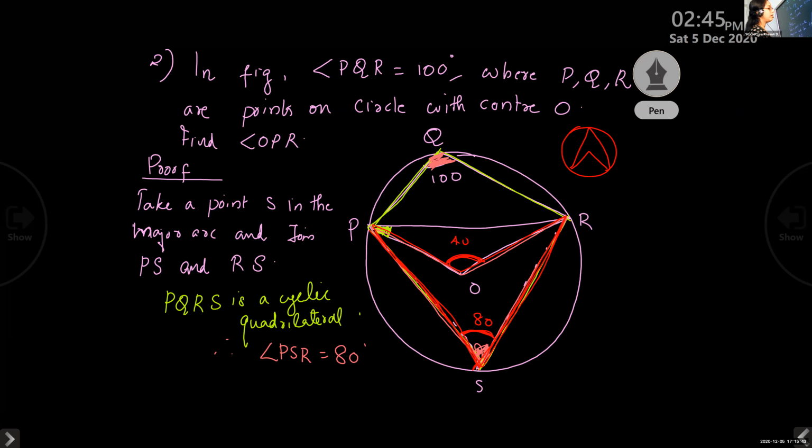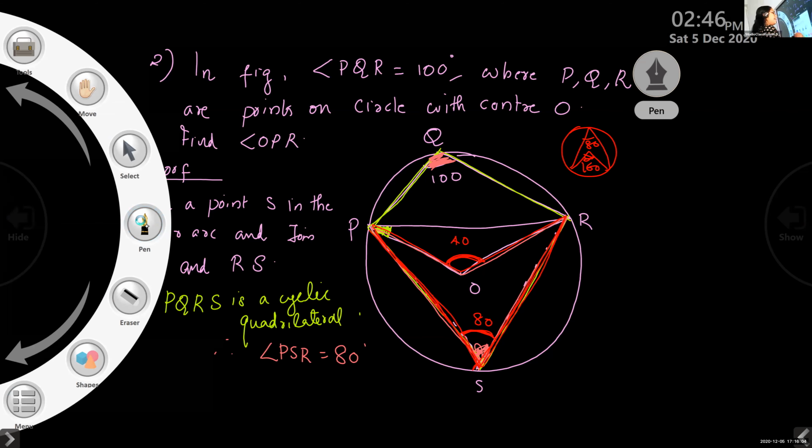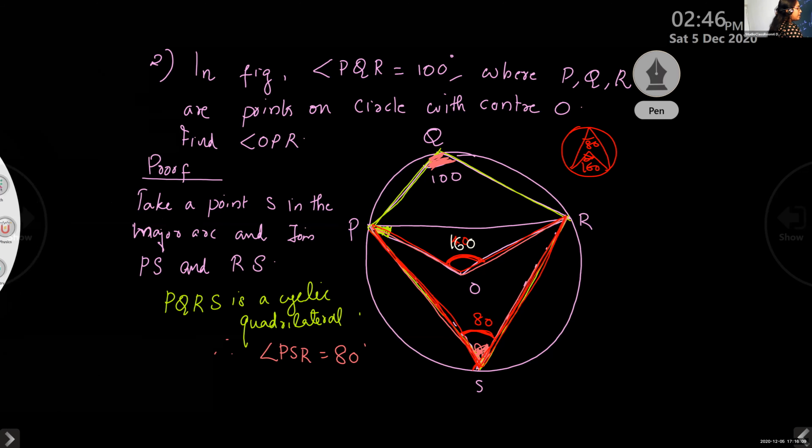Sorry. Not half. This is 80, so it is double of it, 160. Isn't it, children? The central angle is the double one. So this angle is 160. Now can you see? It is double. Central angle is the double, so 80's double will be in the central angle.